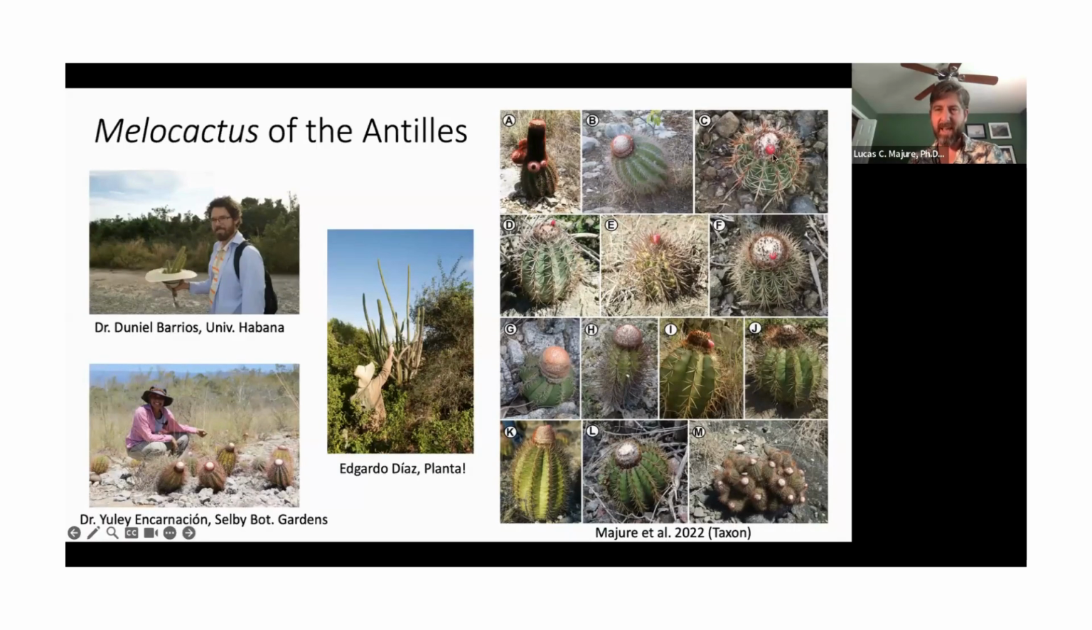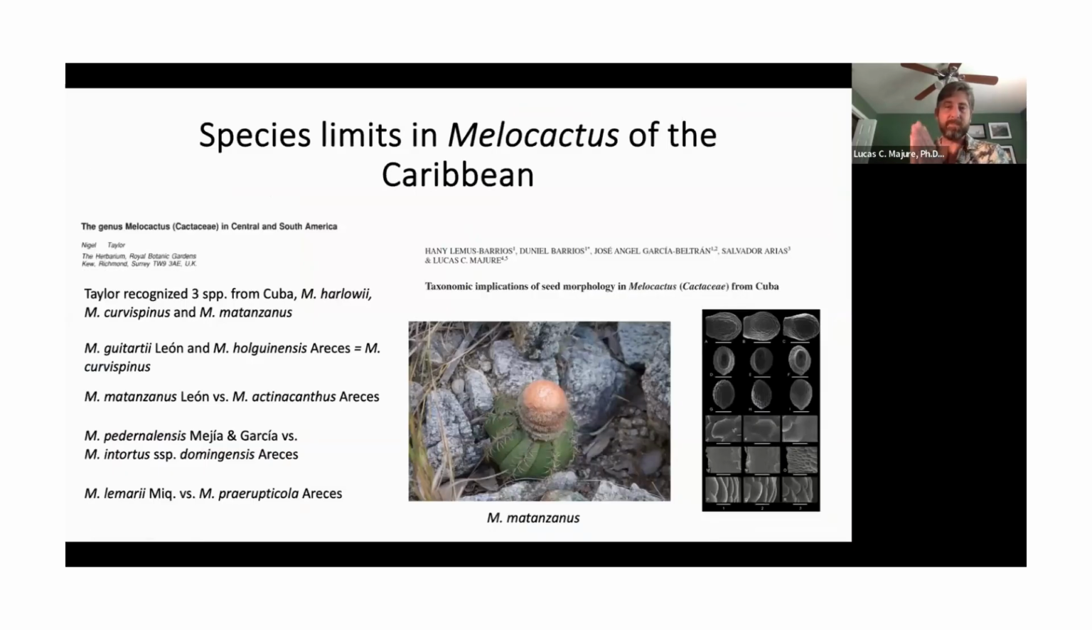We do have C and F here, which are Curvaspinus and Olguinensis. Actually, C was given another name, but anyway, I'll get to that in just a moment. So what about species limits in the Melocactus of the Caribbean? We have been working on some seed morphology to see what that might be able to tell us in terms of species limits within this group. And so that's something that Lemos Barrios published earlier on. And then we decided to tackle some of these other issues.